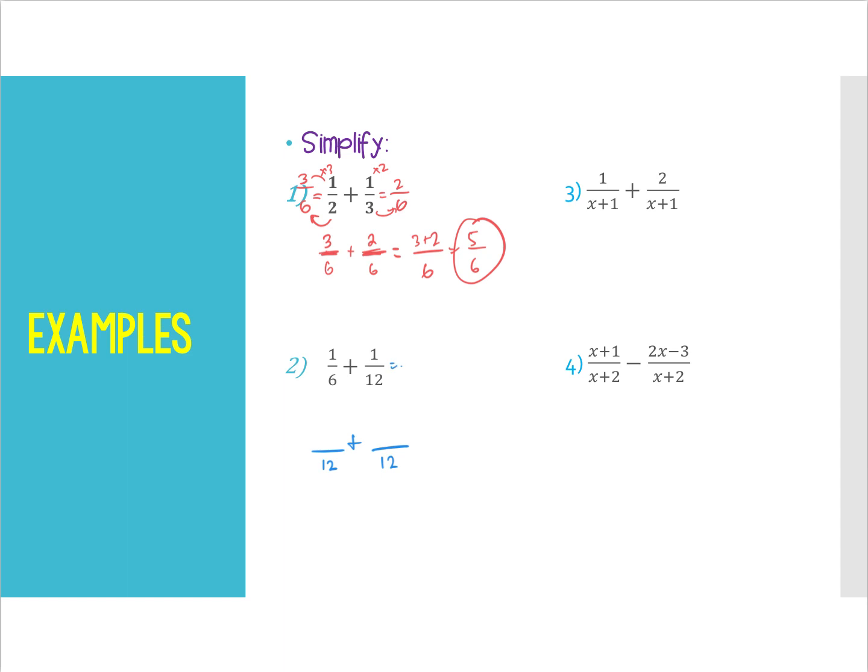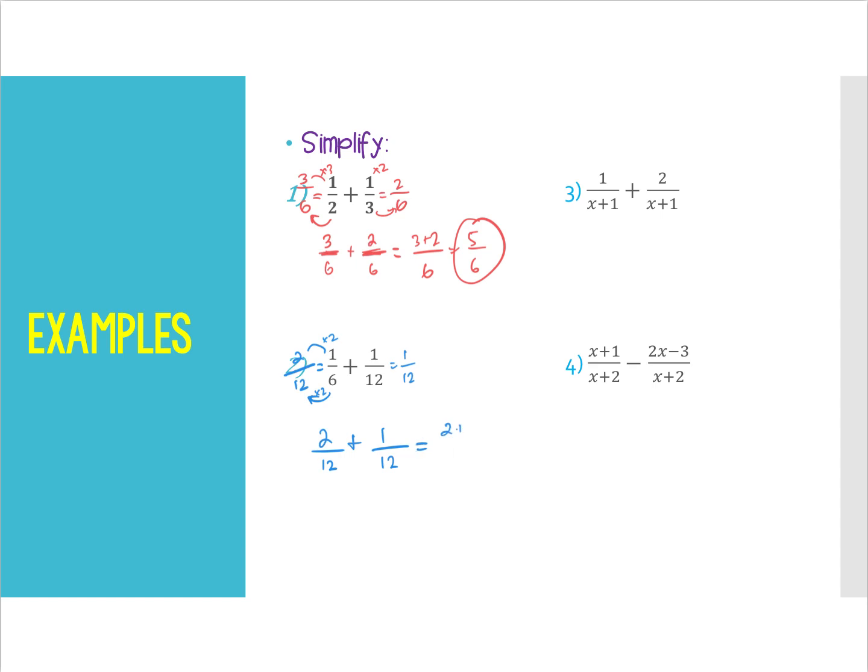So what do I have to multiply to 12 to get 12? 1, right? So that just stays the same. But now I do the same thing to the other side. And to get from 6 to 12, I multiply by 2. So I'm going to multiply the 1 by 2, and my new numerator is going to be 2/12. So 2/12 is equivalent to 1/6. It just has the denominator we need it to have.